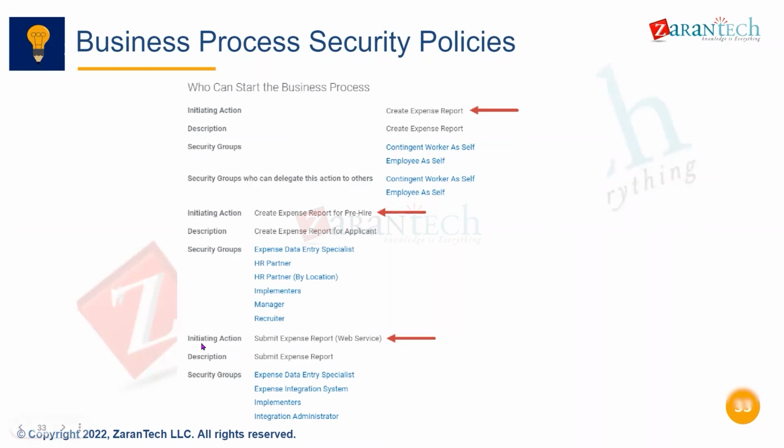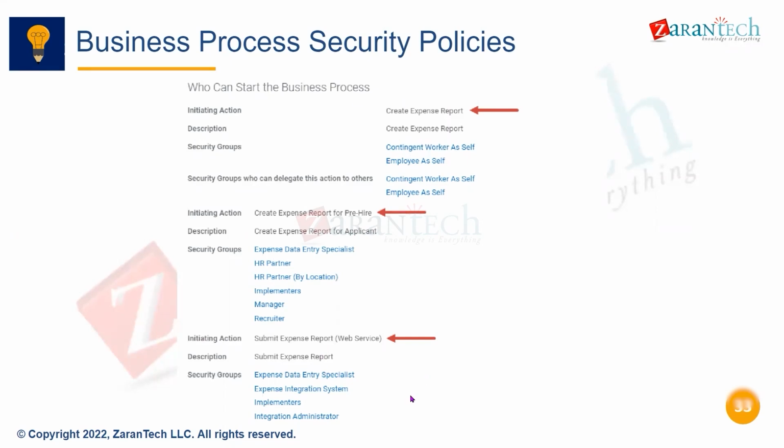Who are the security groups who can submit the expense report? If you can see here, for each of the business processes, we are defining who can initiate and submit it, who can approve. Below that, we don't have the screenshot, but if you view any of the business process policies, you can also see for approve, for rescind, for canceling the transaction, who are the security groups who have the access.